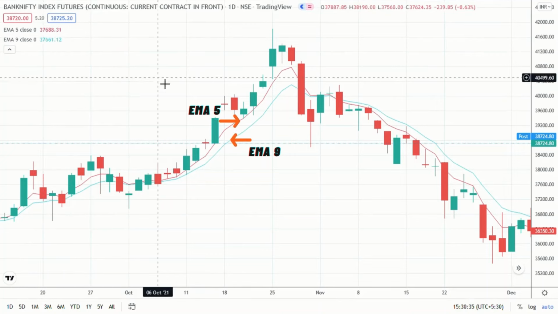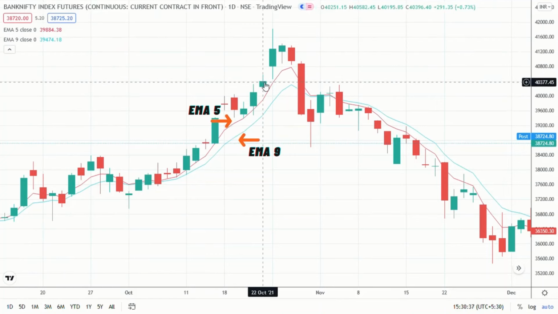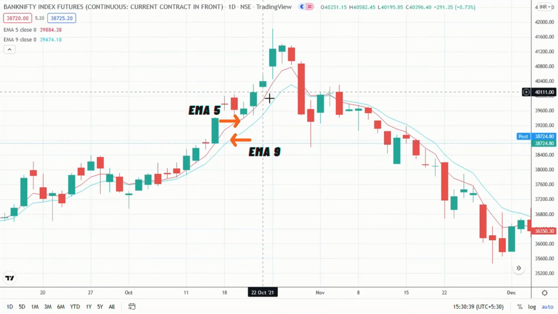So let's go to the 22nd of October and we'll look for condition 1, which says that EMA 5 has to be greater than EMA 9. And clearly the EMA 5 line is above the EMA 9 line. So our condition 1 is met. We can also take a look at the values to the left to confirm this. EMA 5 closed at 39884, which was greater than EMA 9, which closed at 39474.